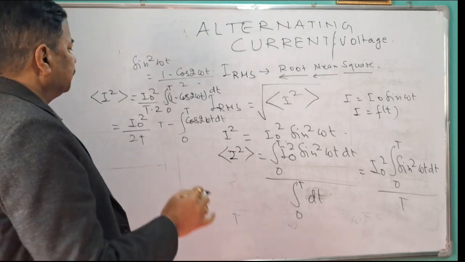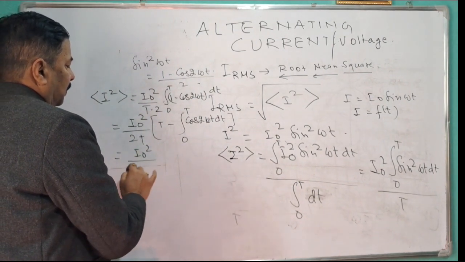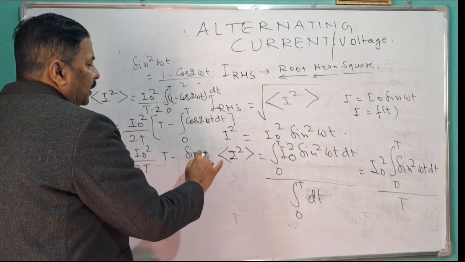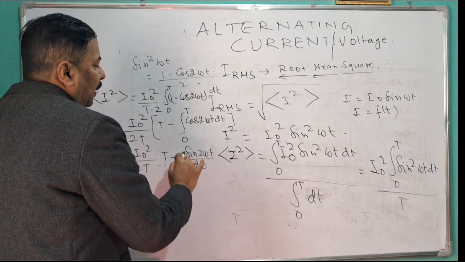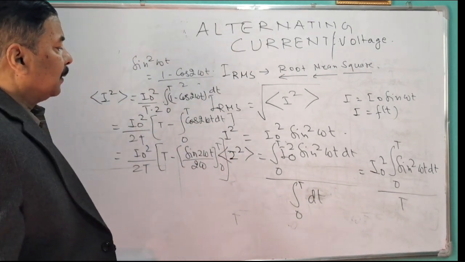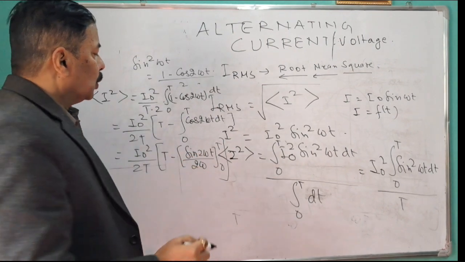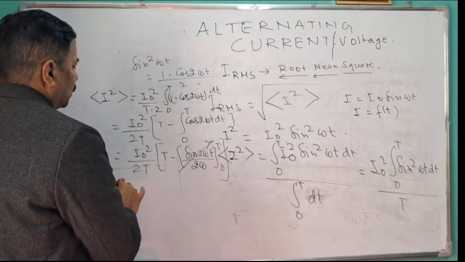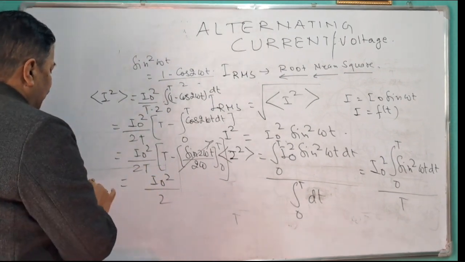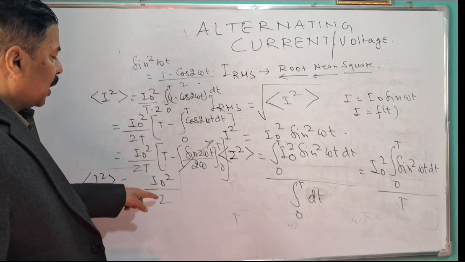What will be cos 2 omega t dt? So this is, I am putting in bracket, I naught square by 2T, T minus sine 2 omega t by 2 omega, 0 to T. And finally, what you can understand, this omega T at the place of T, when you will write omega T, it will be 2 pi, 4 pi, 0. So this term will become 0. So what you are getting? You are getting I naught square by 2, because this T will cancel. So final our result is I square in average is your I naught square by 2.